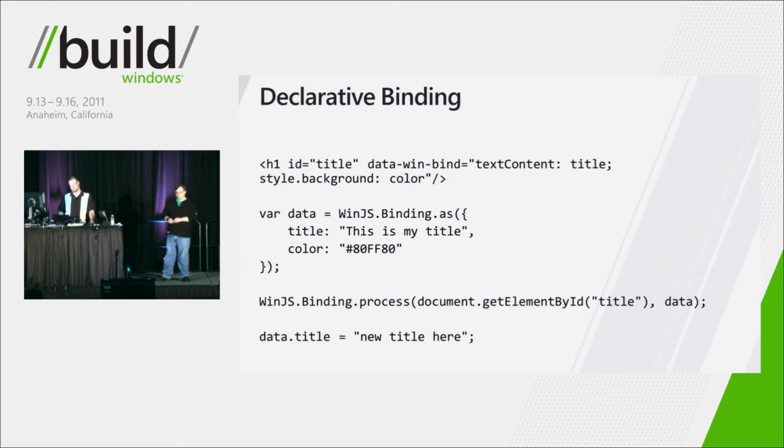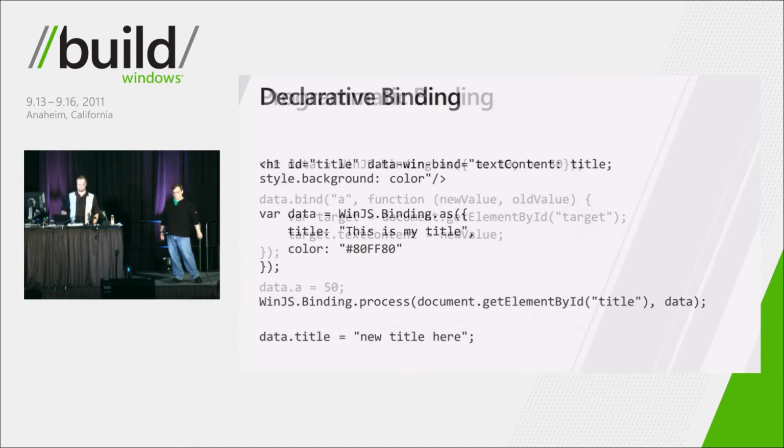Declarative binding. Remember, you have to make the things you're binding to observable. So by calling WinJS.Binding.as on your data, you then get an observable object with the same fields, and then when you set the properties on an observable object, it will update. You need to call WinJS.Binding.process or processAll to actually hook up the declarative binding syntax.